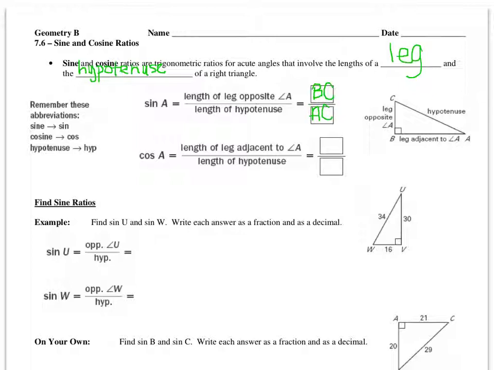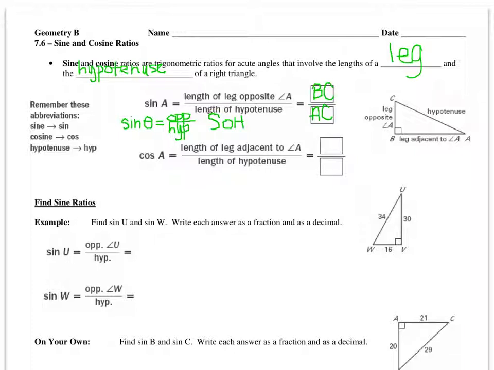So I remember the sine of my angle equals opposite over hypotenuse. Or yesterday I told you to remember TOA, T-O-A, tangent is opposite over adjacent. Here we remember SOH, S-O-H, sine is opposite over hypotenuse.